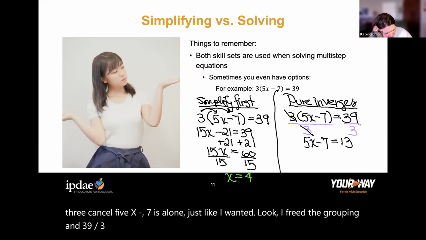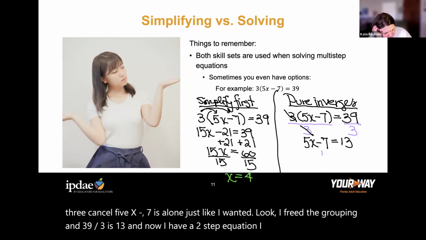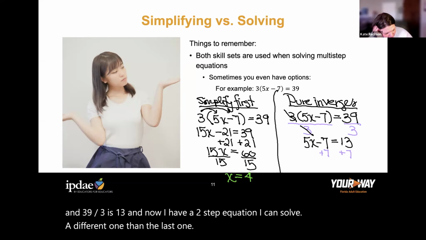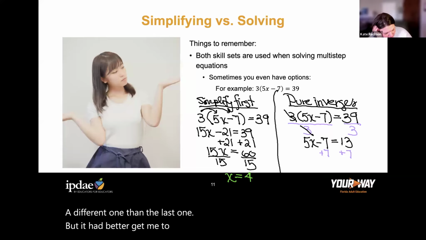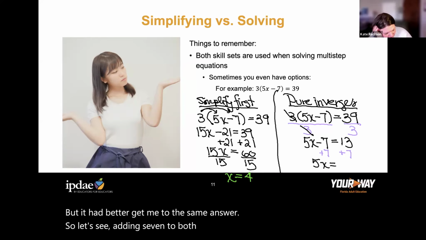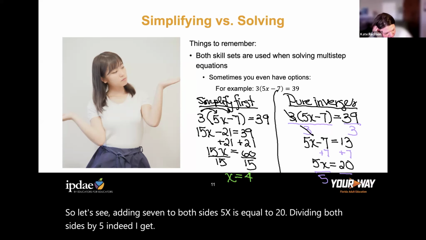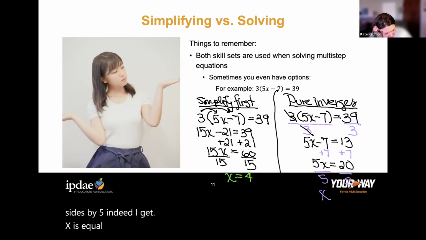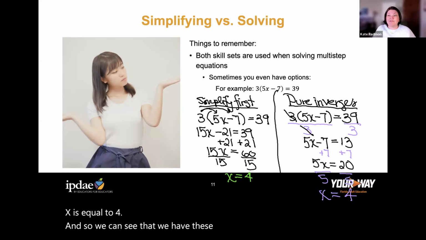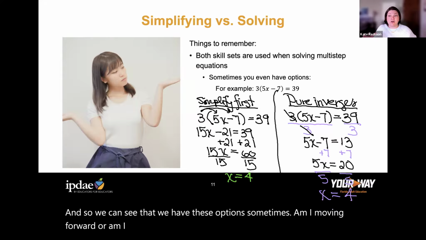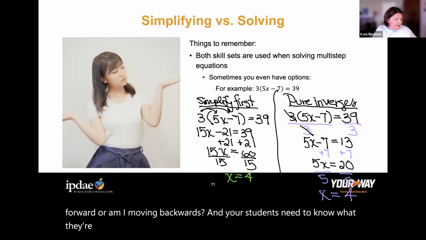And now I have a two-step equation I can solve. A different one than the last one, but it had better get me to the same answer. So let's see, adding 7 to both sides, 5x is equal to 20, dividing both sides by 5. Indeed, I get x is equal to 4. And so we can see that we have these options sometimes. Am I moving forward or am I moving backwards? And your students need to know what they're doing, when they're doing it, and why. Okay.